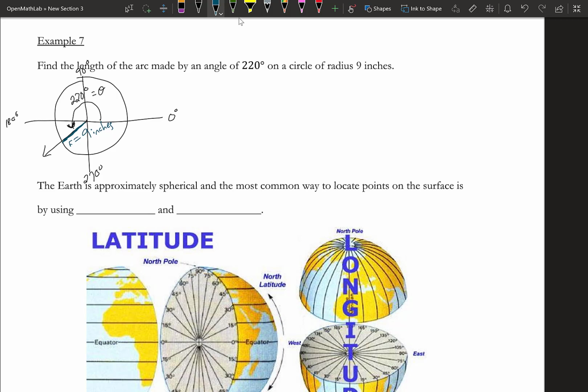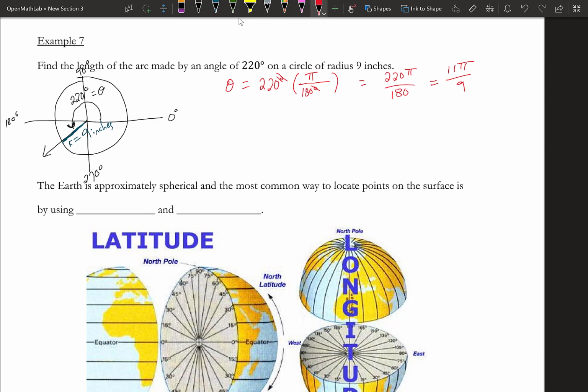Remember theta needs to be in radians. So theta is going to be equal to 220 degrees, and I want to convert this into radians. To do that, we need to get rid of the degrees, so I put 180 degrees on the bottom and pi on the top, because pi equals 180 degrees. That's my unit fraction. So now the degrees symbol will cancel out. What we end up with is 220 pi divided by 180, and we can simplify this down to be 11 pi over 9.